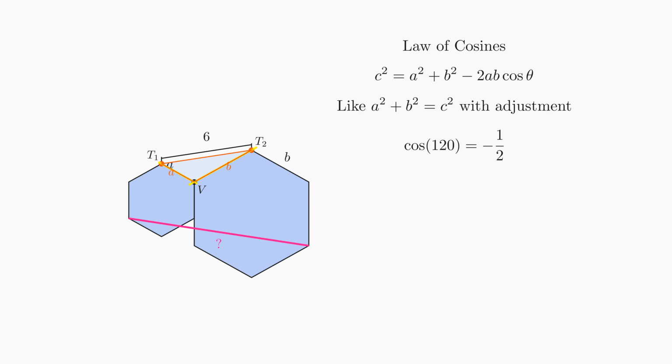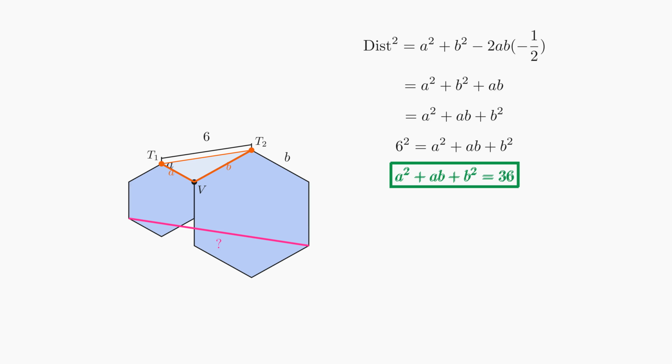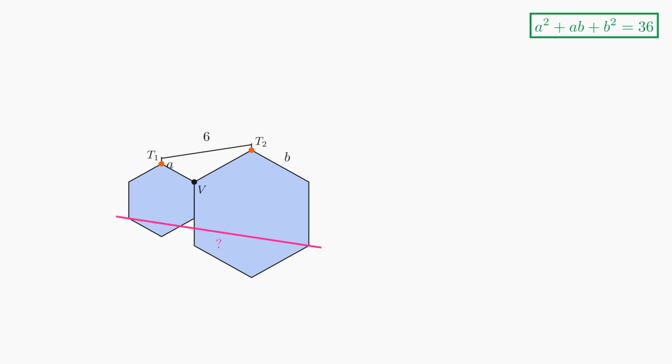Let's apply this to our triangle with sides A and B. Substituting this value. The double negative gives us a plus. Rearranging the terms. Since the distance equals 6, we can substitute. This gives us our key equation. Now let's find the pink line.